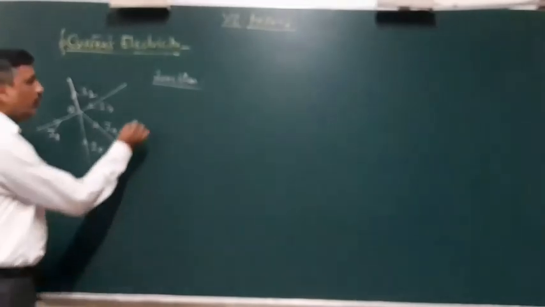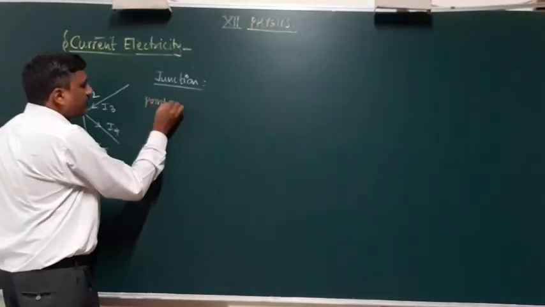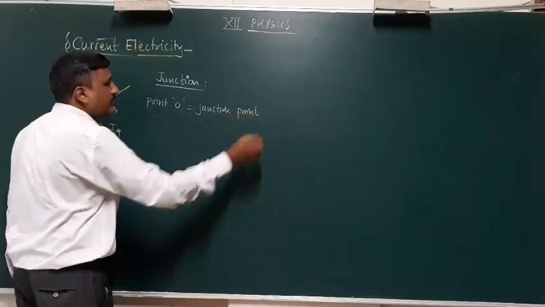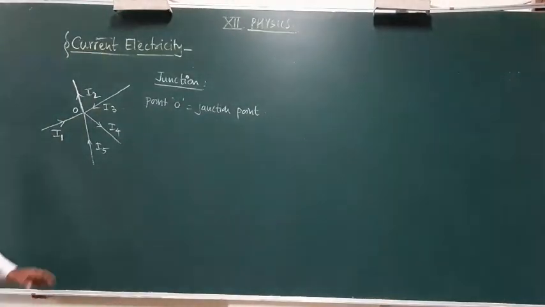Here all the conductors meet at one point. Let O be the point, and this point O is called the junction point. Point O means the junction point, because here all conductors meet at one single point.